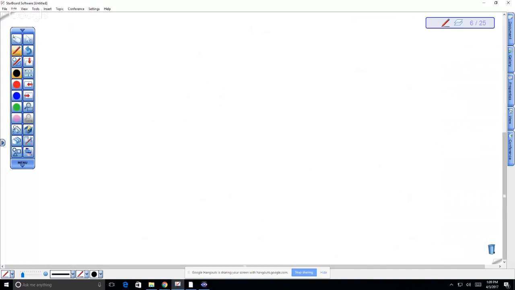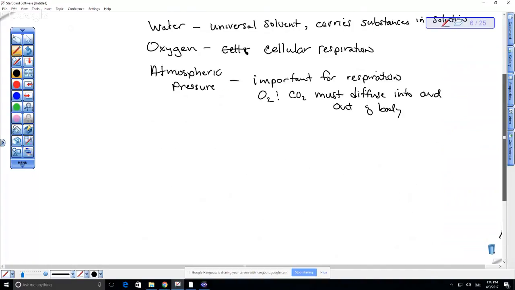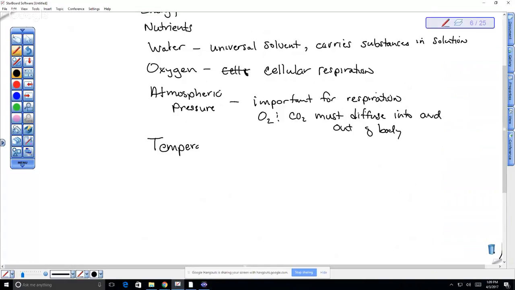Okay, just a couple more. Temperature. Temperature is important, and primarily it's high temperatures that can be very, very bad. So hyperthermia can actually kill you faster than hypothermia. And this is because high temperatures can cause proteins to unfold. And this unfolding of proteins has a name.